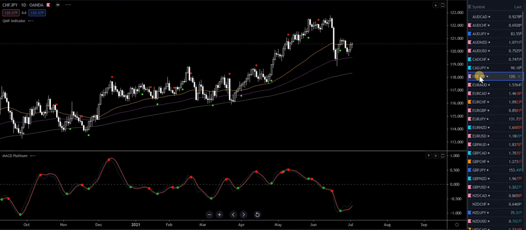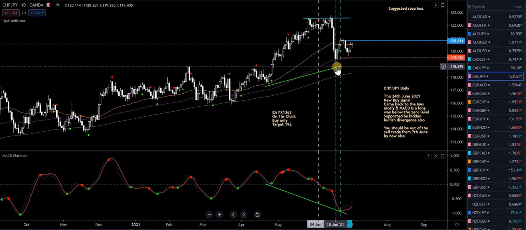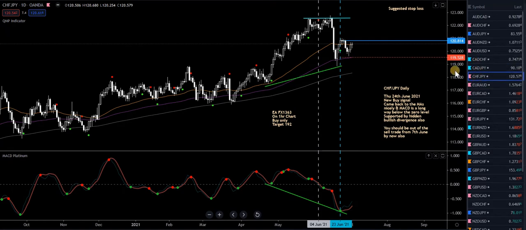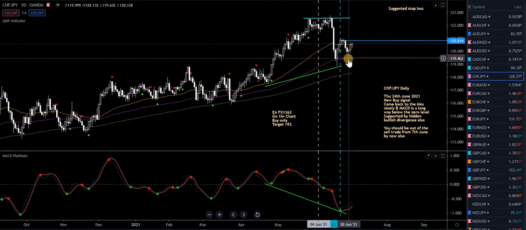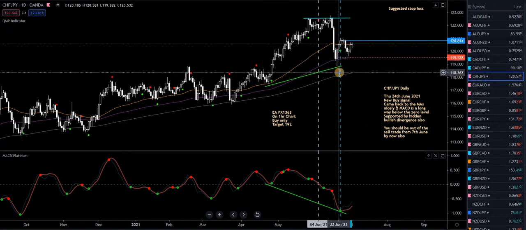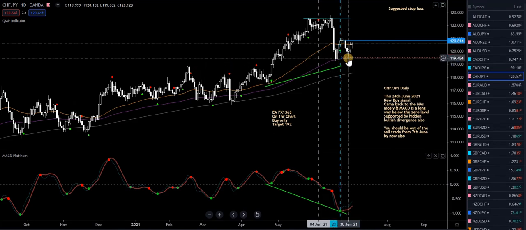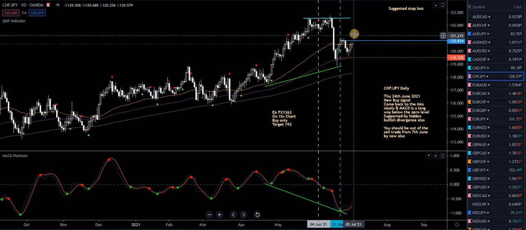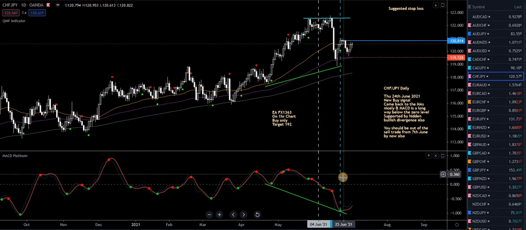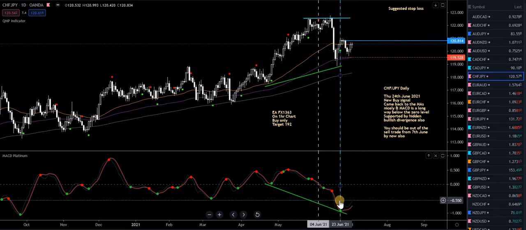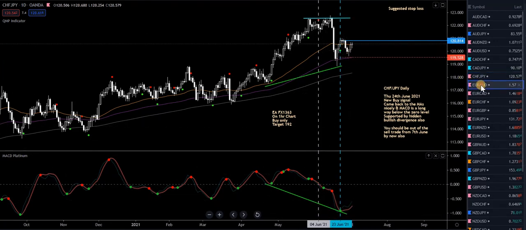Swiss franc Japanese yen, another buy. Very similar, a lot of these pairs here. It came down close to my stop. My initial stop was down here. The stop's been moved up again below this low as it pushes up towards the entry level again. MACD Platinum's still a long way below the zero level, so that's fine.